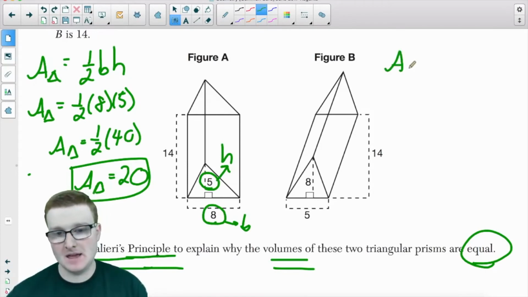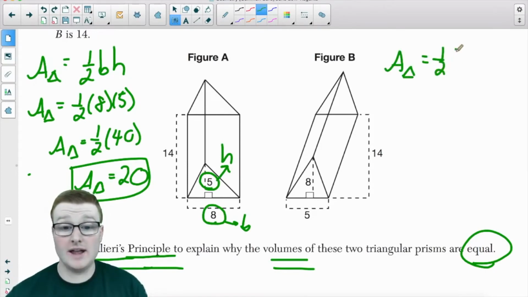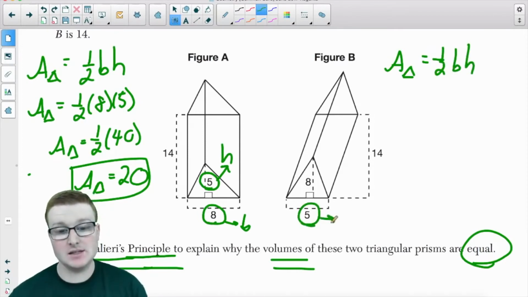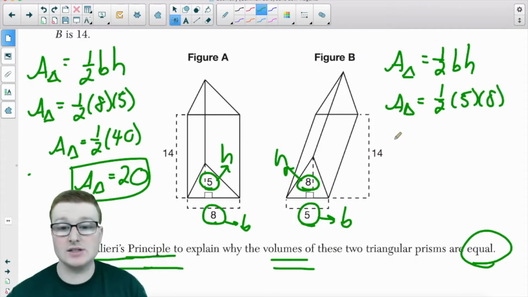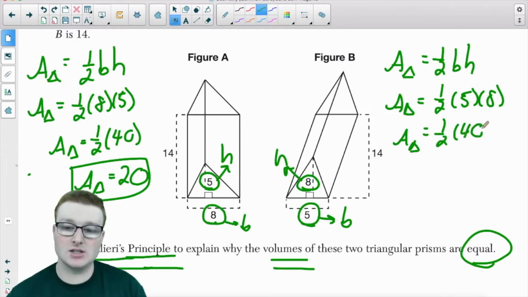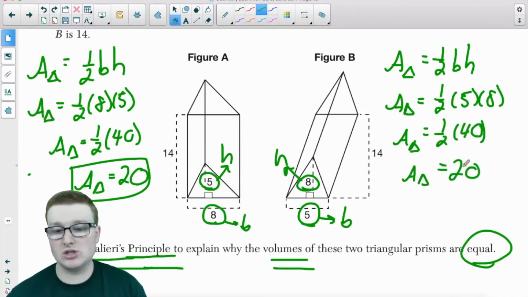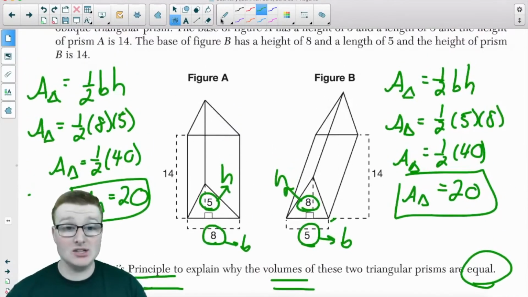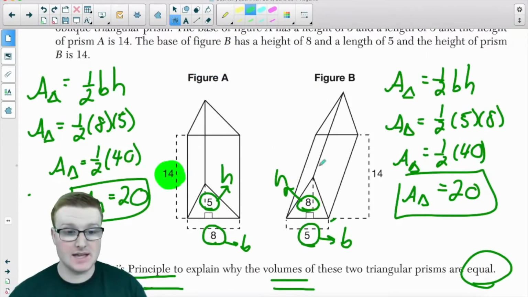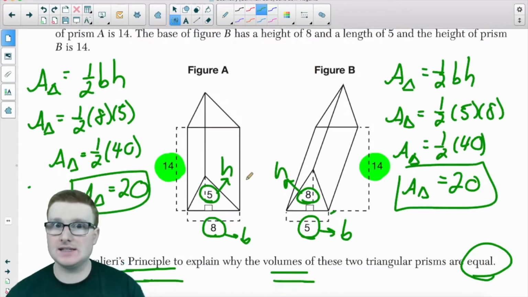Let's figure out figure B. The area of the triangle is still 1/2 base times the height. In this case, the 5 is the base and the height is your 8. As you can see, it's the exact same thing, just swapped. And by the way, multiplication is commutative, so the answer does not change even if the order is switched. So the area is still 20. Now that we proved that the base areas are equal, and the heights are both 14, we can use Cavalieri's principle to prove that these figures have the exact same volume.